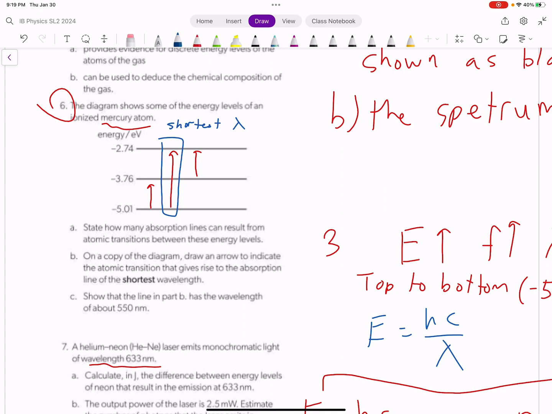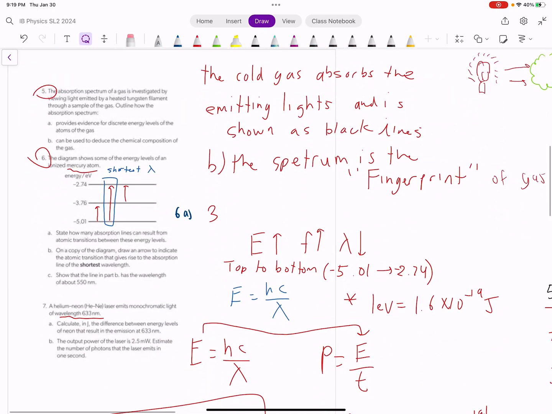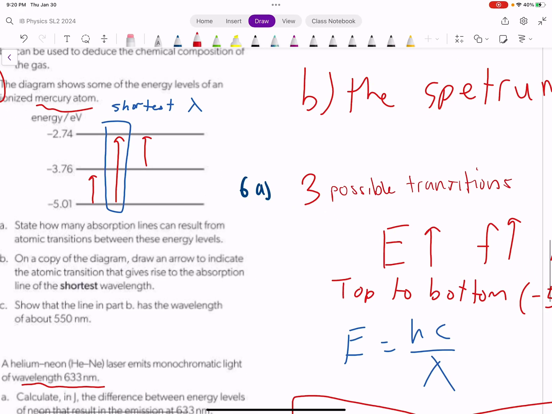Okay, so I guess I can write 6A here. We know that there's 3 possible combinations. I drew them on the... Whoops. There's 3 possible transitions. You can't get more than 3 because if you look at the picture, you get the lowest one to the middle, you get the lowest to the highest, and then you get the middle to the highest. So it's 3 possible transitions.